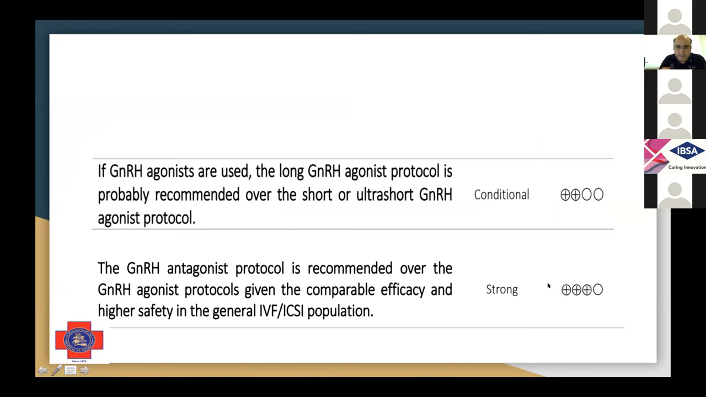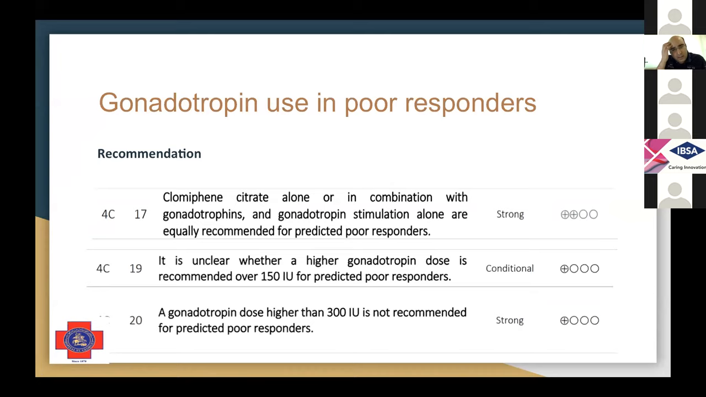Now, there are other recommendations in this topic. Clomiphene citrate alone or in combination with gonadotropin, or gonadotropin stimulation, are equally recommended for predicted poor responders. It's not clear whether a high gonadotropin dose over 150 units is recommended for predicted poor responders. So when we have a poor responder, it's important to increase the dose of gonadotropin. A gonadotropin dose higher than 300 is not recommended anymore. Before, when I had my fellowship, we went for 450 units. Now it's no longer recommended.